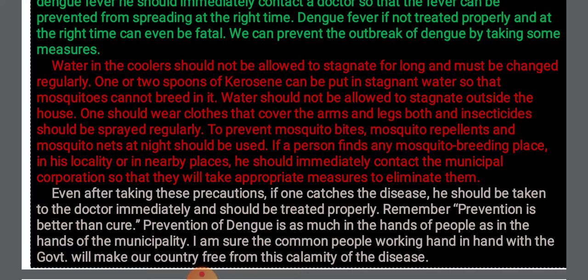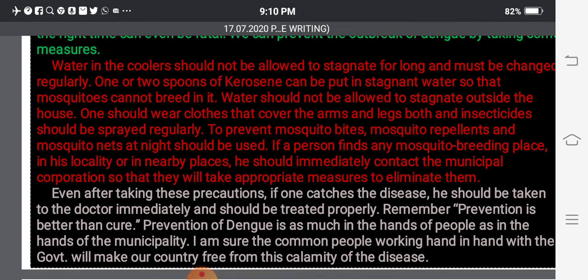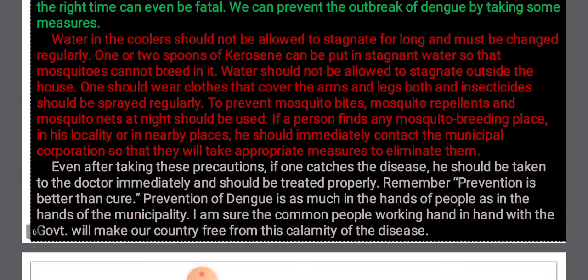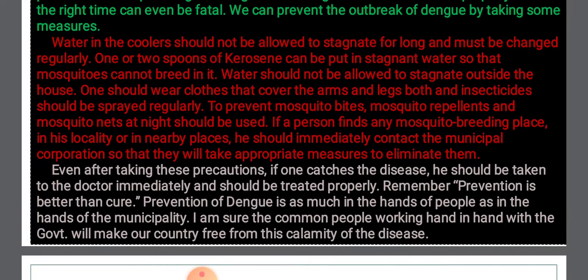If a person finds any mosquito breeding place in his locality or in nearby places, he should immediately contact the municipal corporation so that they can take appropriate measures to eliminate them. So what we have done here is give some solutions and suggestions on how it can be prevented. And now what comes next? Next we'll have the conclusion part.